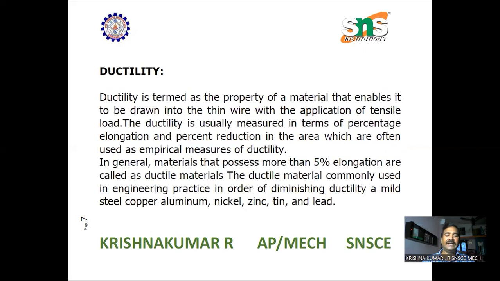Ductility. Ductility is termed as the property of a material that enables it to be drawn into a thin wire with the application of tensile load. The ductility is usually measured in terms of percentage elongation and percent reduction in the area, which are often used as empirical measures of ductility. In general, materials that possess more than 5% of elongation are called ductile materials. The ductile materials commonly used in engineering practice, in order of diminishing ductility, are mild steel, copper, aluminum, nickel, zinc, tin, and lead.